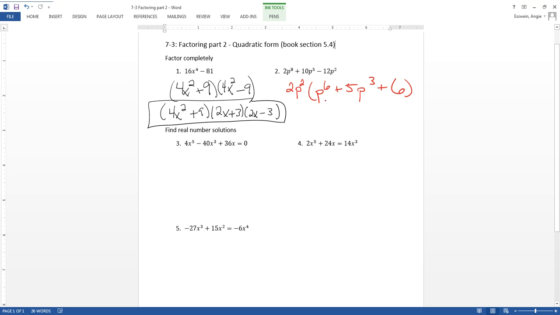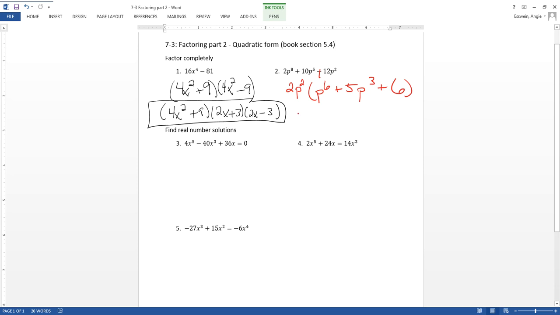So 2p squared times p to the 6th is 2p to the 8th. 2p squared times 5p cubed is 10p to the 5th. And then you have, this is minus, so this should be minus 6, but we're actually going to change this to be plus. So go ahead and change that on your notes. So this will be plus 6.